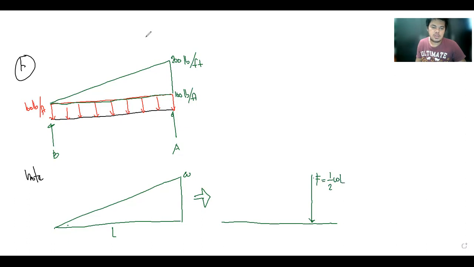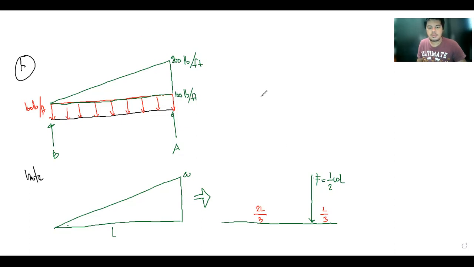It will be concentrated at a distance L over 3, and the distance here is 2L over 3. So we can replace the rectangular distribution and the triangular distribution with single concentrated loads, in such a way that the free body diagram can be reduced to the following.